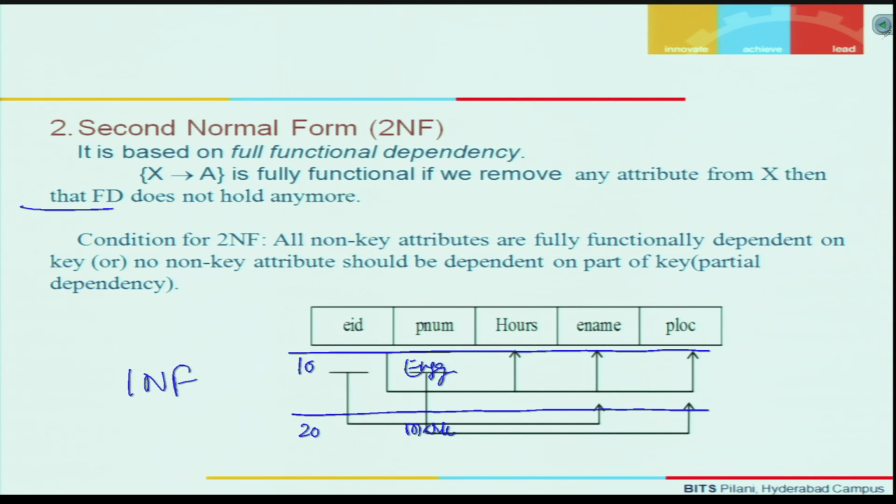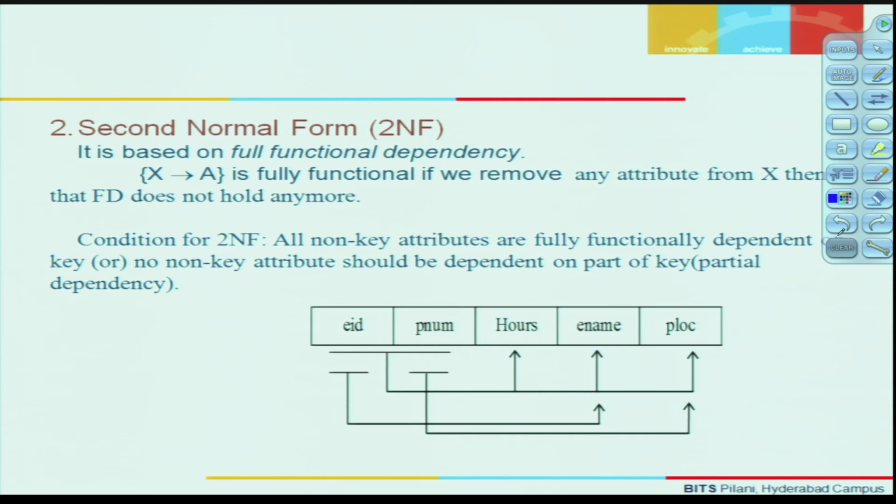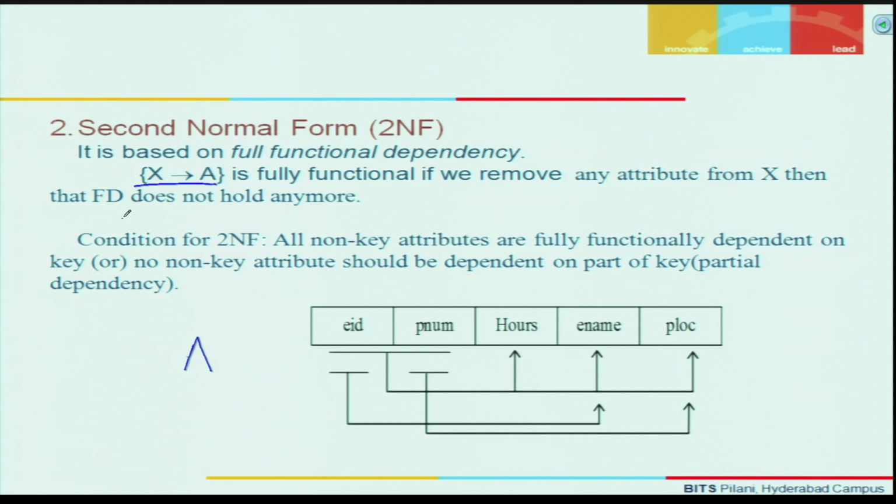Then we talk about the second normal form. It is based on full functional dependency. If you have a functional dependency X determines A, we can say that the dependency X determines A is fully functional if, on removing any attribute from the X component, the FD does not hold anymore. For example, all non-key attributes are fully functionally dependent on the key.